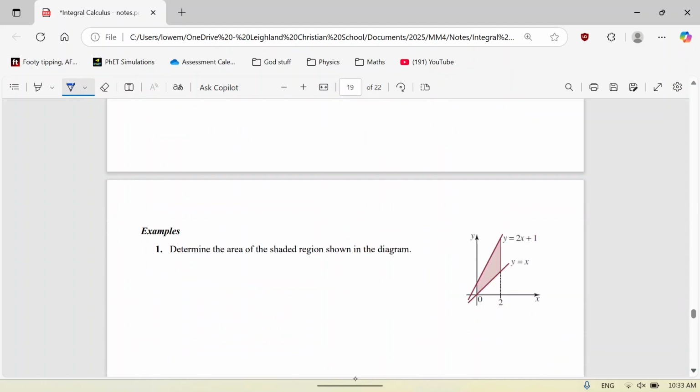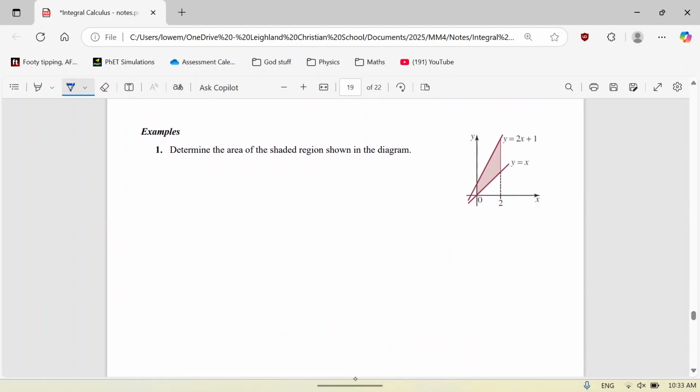Okay, and so we can look at this example that we have here. We want to find the area of the shaded region shown here. So we can see here our upper graph or function is 2x plus 1, the line, and the lower one is y equals x. So our area A will be the definite integral from 0 to 2. Those are our x values that we need to use, and it would be the definite integral of 2x plus 1 minus x with respect to x.